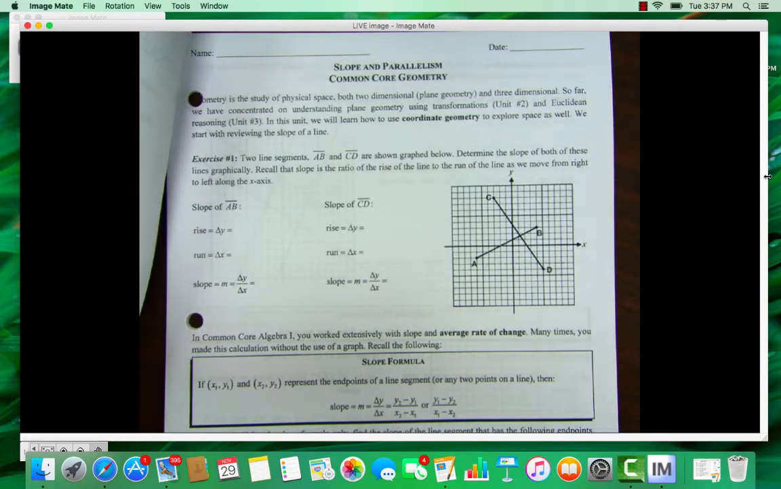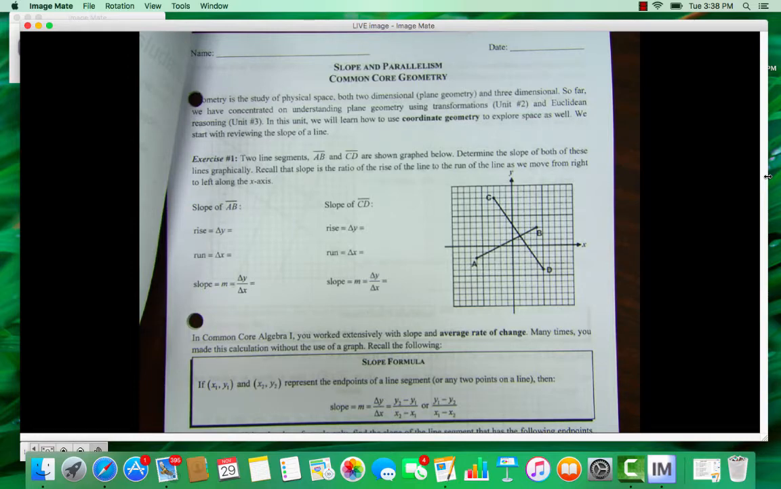At the beginning of the lesson, it talks about how geometry is the study of space, both two-dimensional and three-dimensional. So far this year we've looked a lot at plane geometry using transformations, and we've also looked at Euclidean reasoning when we did our proofs. For this unit, we're going to look at coordinate geometry to explore space. We're going to start by just reviewing slope, and this is definitely something that you saw back in algebra.